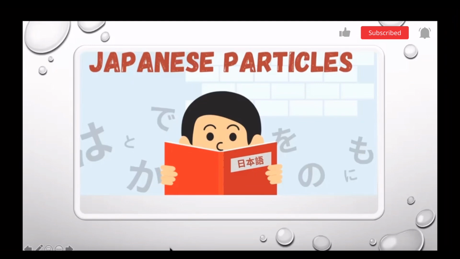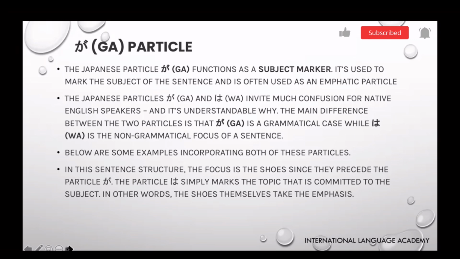So, the other day I taught you how to use the wa particle in Japanese. Today, I'm going to teach you how to use the Japanese particle ga in a sentence when you write, read, or speak Japanese. So today we are going to the next lesson, the ga particle. Let me introduce what the ga particle is first. The Japanese particle ga functions as a subject marker. It's used to mark the subject of the sentence and is often used as an emphatic particle.